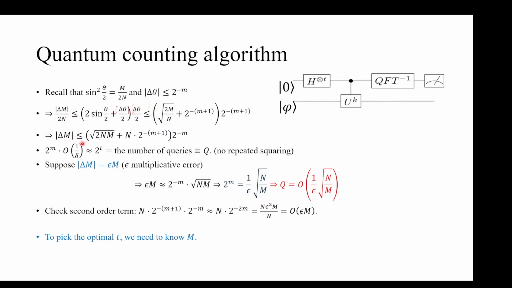So delta m is less than or equal to, when you multiply by the 2 here, you get rid of the plus 1 here, and multiply by n, this becomes the square root of 2nn, and the second term becomes n times 2 to the minus n plus 1, and everything is multiplied with 2 to the minus n. I should put it larger, but this is the formula we finally get. This is the important formula we get. Any questions?